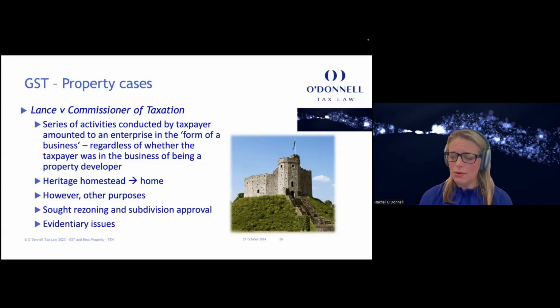And whilst they were intending to live in the heritage homestead on the property, they also had an intended purpose of subdivision and sale of lots for profit and to finance the development and the renovation of the homestead and to repay their loan. So they had evidentiary issues here. They also had some unhelpful newspaper articles that indicated they were doing this as a commercial enterprise. And so the taxpayer was unable to prove that they didn't have an enterprise in this instance, and therefore it was subject to tax on the sale.